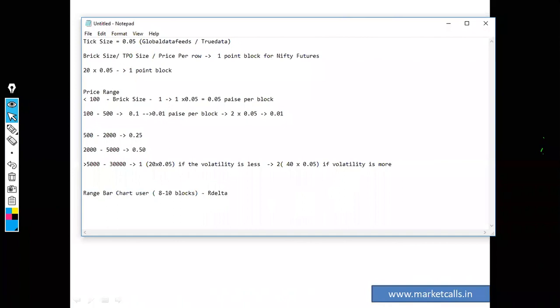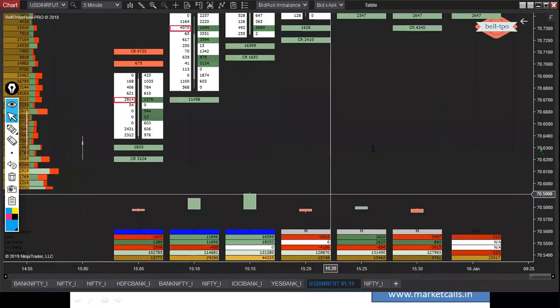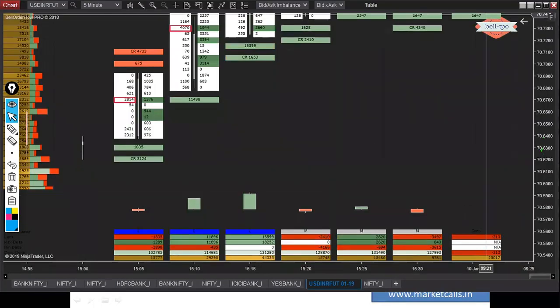This order flow works on individual stocks also. Yes, it can be used for individual stocks. You can use the same thing for... So what I'm going to show you here is a USD/INR chart. Here is the order flow chart for USD/INR.